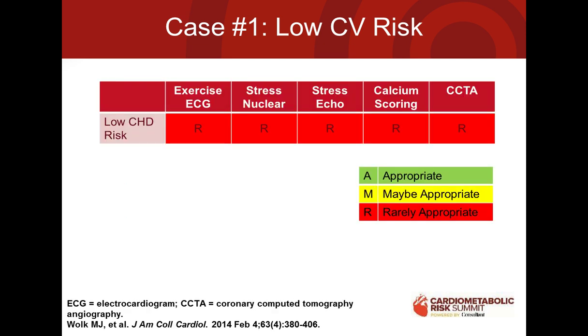This then is a table from the appropriate use criteria, specifically looking at this clinical scenario. Patient comes to see you, they have low heart disease risk, they are asymptomatic. In that clinical scenario, no imaging or cardiovascular testing is rated as appropriate. None is rated as maybe appropriate. And so everything here is coded red because it's all considered rarely appropriate.